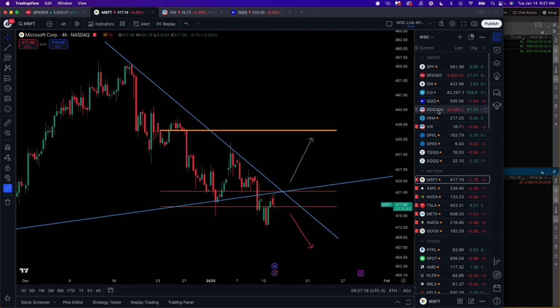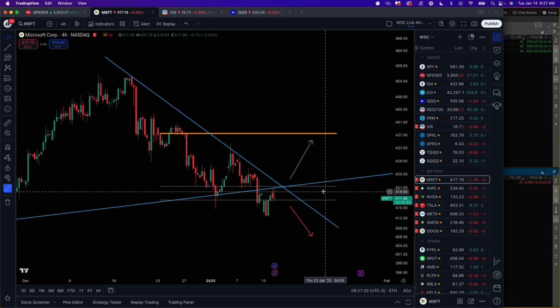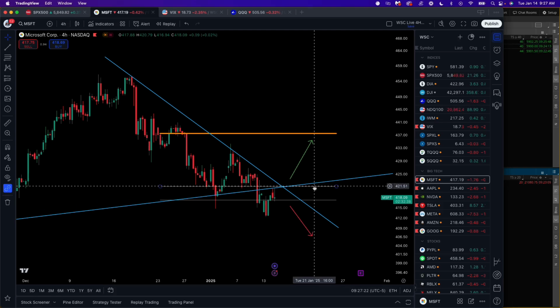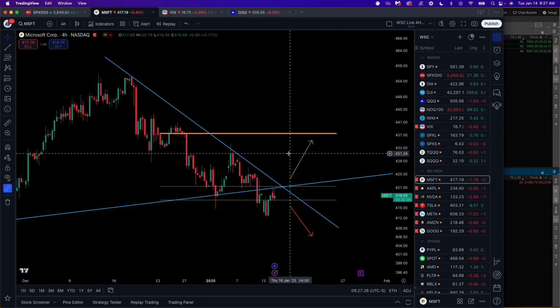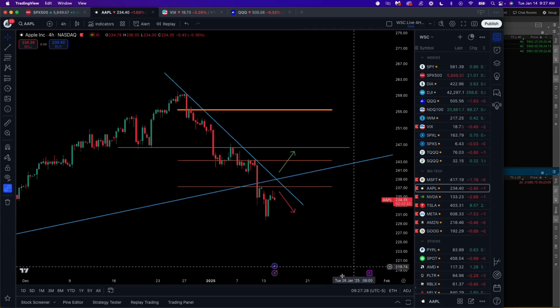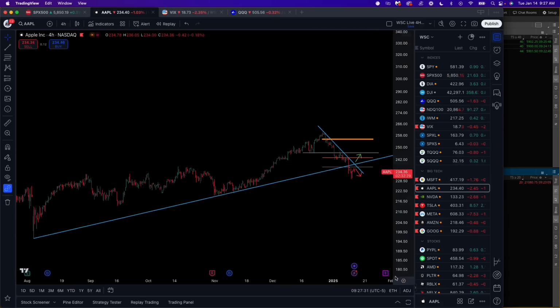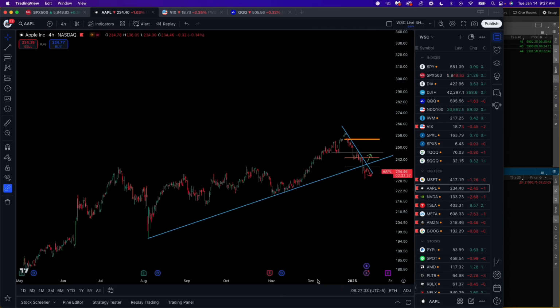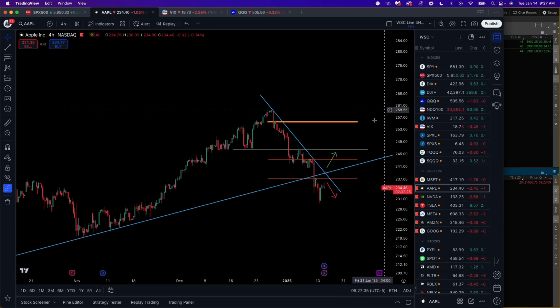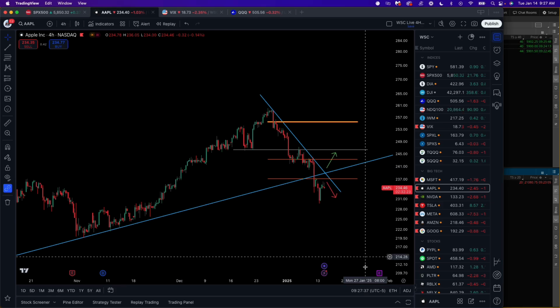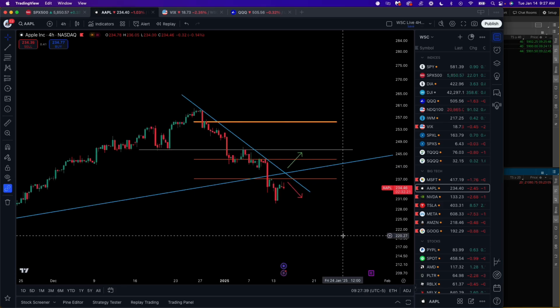So is this the retest of broken down support as resistance? Could be confirmation for Microsoft 422. We also have dark pool. Below 422, bearish, above bullish. What do we have for Apple? Apple also lost support trend line. Very important support trend line, goes all the way back to August. Confirmation for Apple 239, bearish below it, bullish above it.